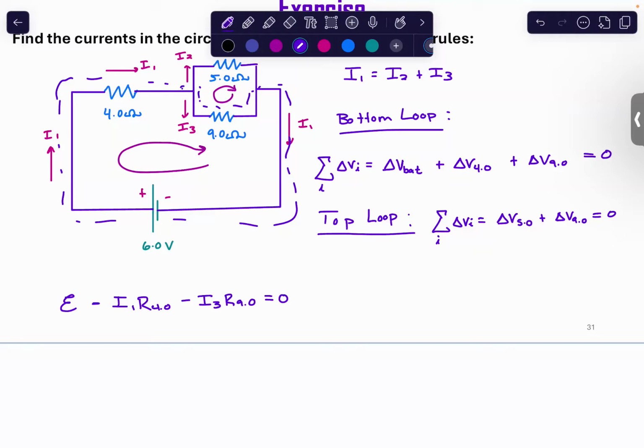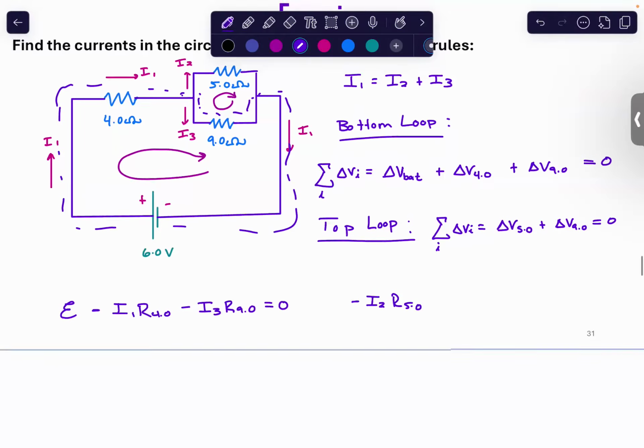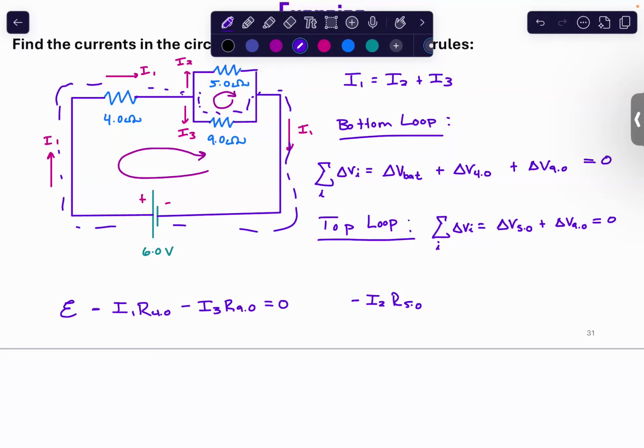Now let's look at the upper loop. If I just start going up and then I go across the 5 ohm resistor in the direction of I2, that'll give me a negative I2 R 5.0. Now, what do you think happens at the 9 ohm resistor? If I'm just going around that loop, it's going to be positive, because when I go up across the 5, down, and back across, now I'm going opposite the direction of I3. And that equals 0.